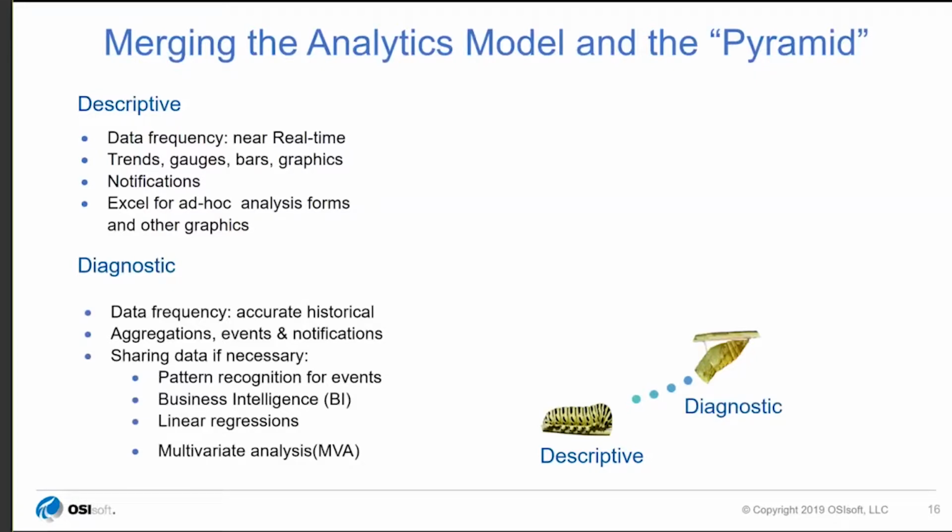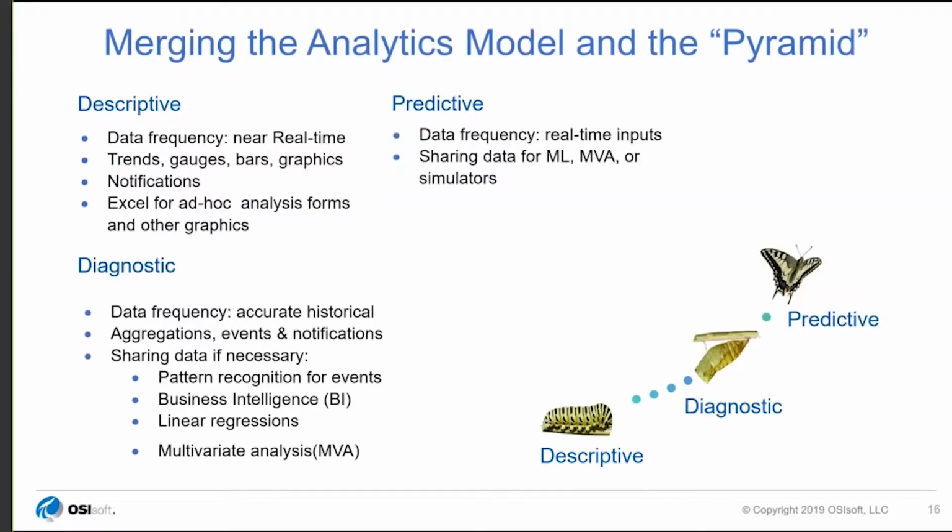Here we can do more advanced calculations in the data by using probably business intelligence tools, doing some linear regressions. In some cases, I've seen people using multivariate analysis. That's still valid, but I think that last tool, the multivariate analysis, it's mostly used when we're trying to predict what is going to happen next based on the data that we have in the past.